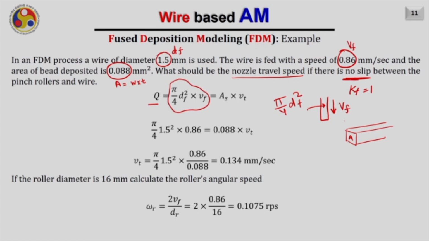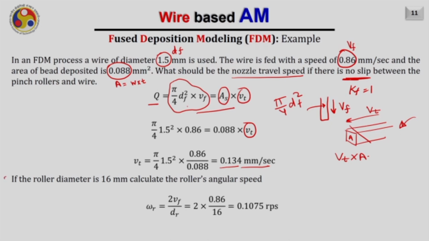Also, the nozzle is travelling with the velocity Vt and depositing the material onto the substrate. Therefore, the volume flow rate deposited on the substrate can be given as Vt into the cross sectional area of the bead deposited. Therefore, this value will be equal to As, the cross sectional area of the bead deposited, into Vt. Hence, you can find the value of Vt easily from this equation, and the required traverse velocity comes to be 0.134 mm per second.